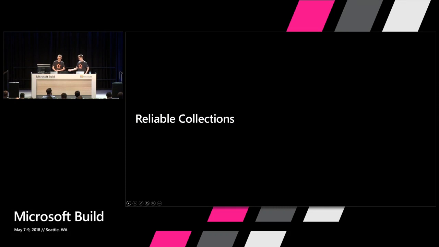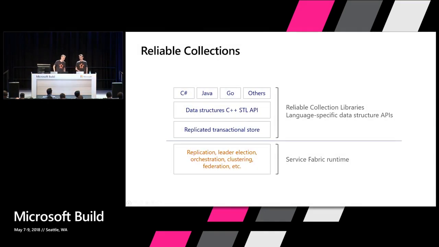Reliable collections. All right. And what would a Service Fabric talk be without reliable collections? We're doing some really cool stuff here, actually. We've done a lot of restructuring in reliable collections in order to enable this vision of polyglot services that can run anywhere. What we've done is separate out a lot of the reliable collections code from the runtime into separate libraries. And then we've provided different language bindings on top of that.